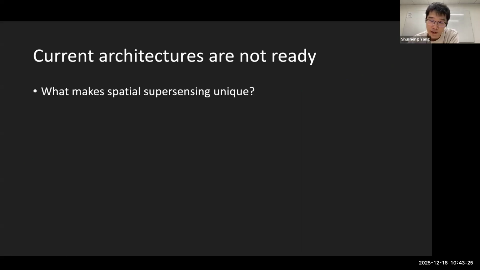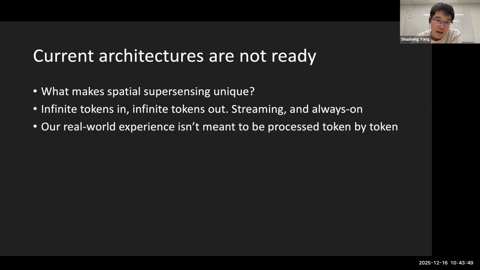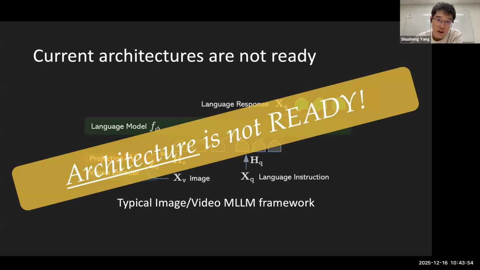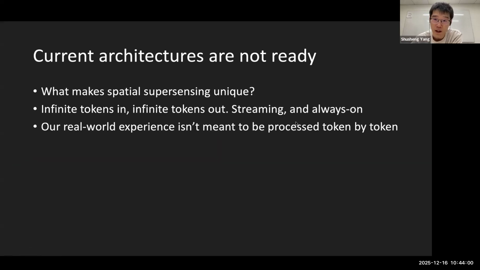So what makes spatial supersensing unique? As we said, for the supersensing task, we want it to take the video as input, and we want it to take infinite long video as input. So supersensing means it takes infinite tokens in and infinite tokens out. It's a streaming model and can be always on. But I think current architectures like LLaVA-style architectures are still not designed for this.